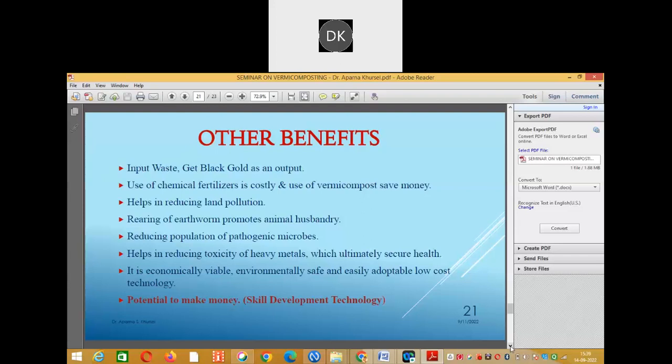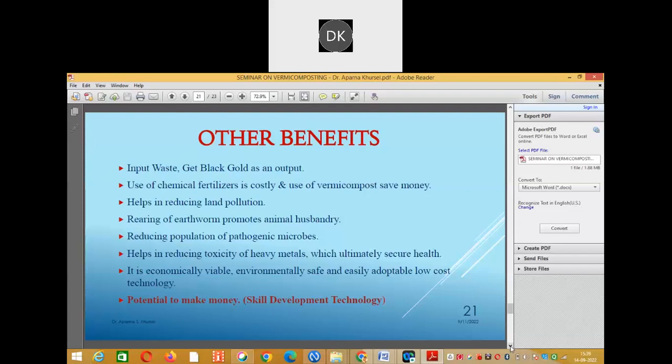Along with that, other benefits are there. We are putting in waste and we are getting gold as an output. So waste to best is another concept we are using here. Use of chemical fertilizer is very costly with respect to money. So use of vermicompost saves money for the farmers. It also helps in reducing land pollution because we are using waste. It also helps in rearing of earthworms, which ultimately promotes animal husbandry.